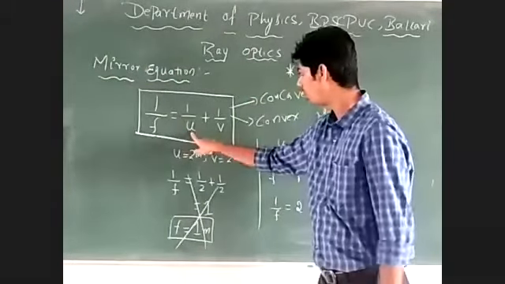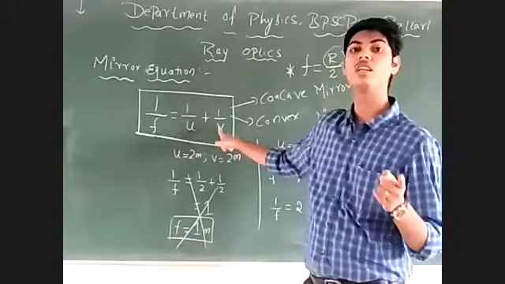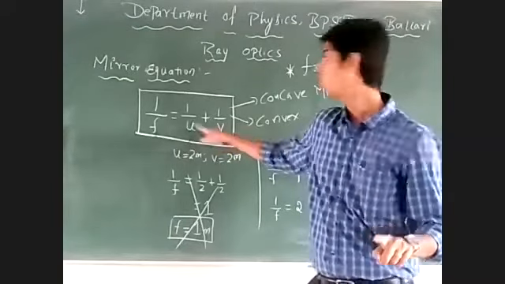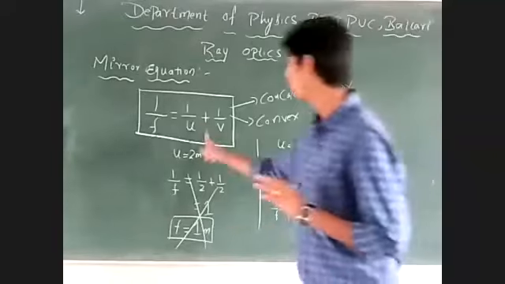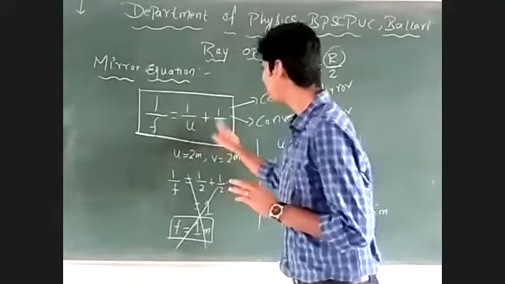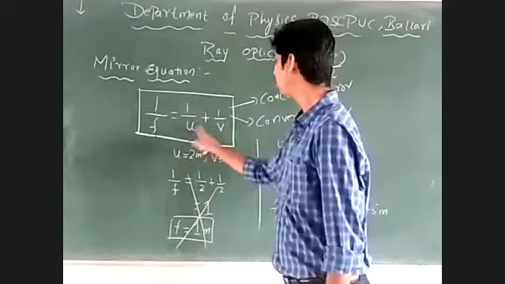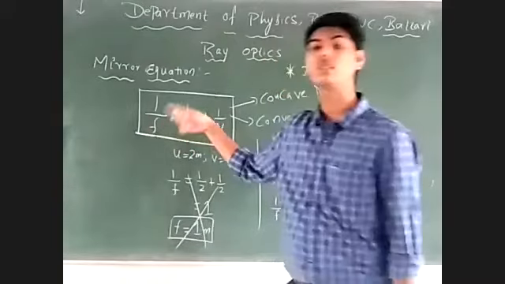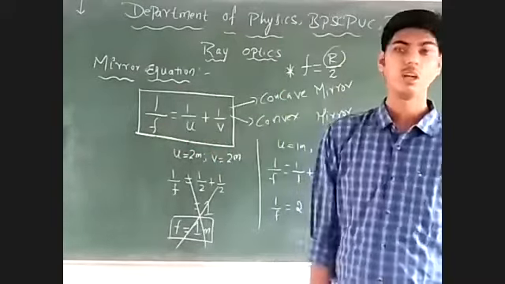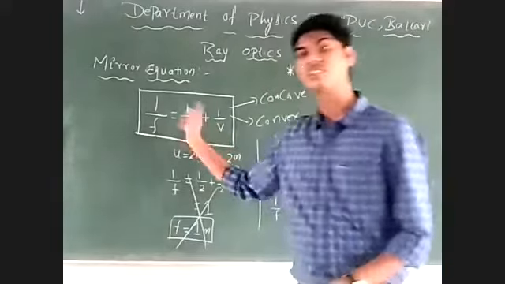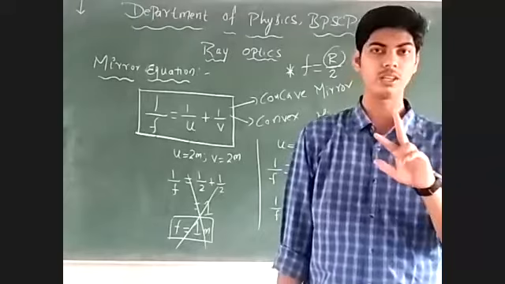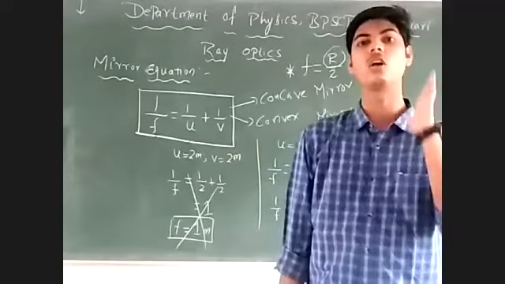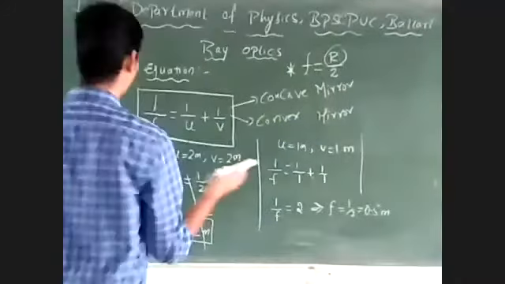If you change the object distance, correspondingly image distance changes to keep the focal length constant. Focal length does not depend upon object distance and image distance. Object distance and image distance change, focal length does not change. Object and image distances change in such a way as to keep the focal length constant. See, we'll try to understand this with an example.